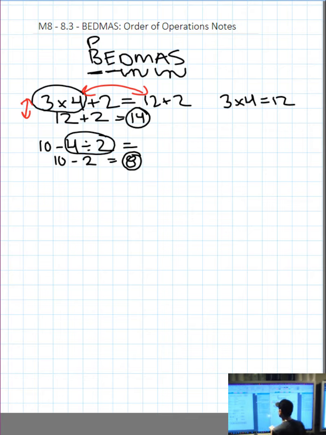So now let's take a look at 2 cubed plus 4. Now 2 cubed is a little bit more difficult. You may not have seen exponents yet. You may have. But 2 cubed, what does that mean? It does not mean 2 times 3. We never multiply the base by the exponent, which we're going to see more in chapter 9.